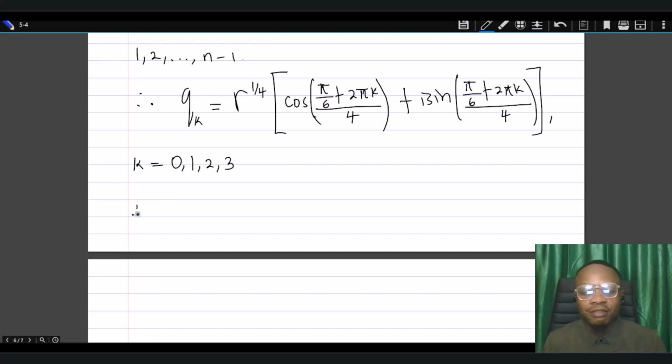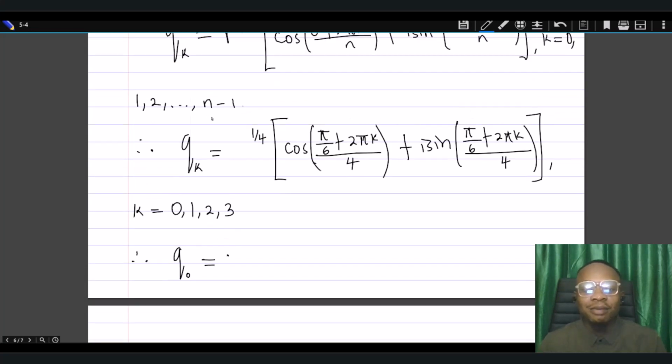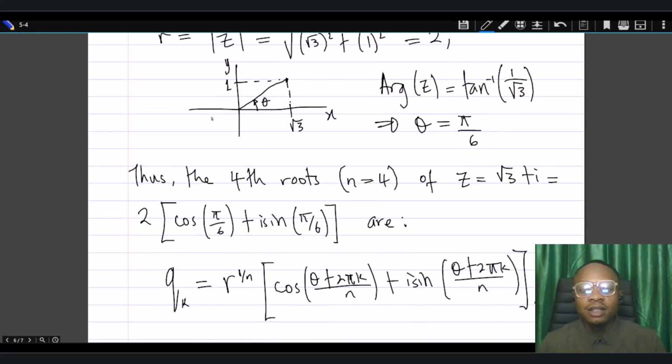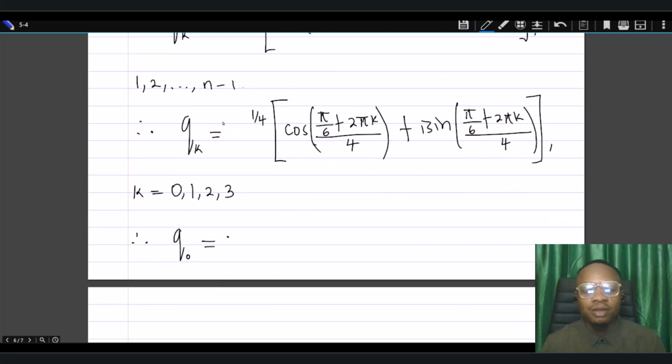So therefore the fourth roots will be given by k equal to 0. So this will be r, and we also substitute r here, please. We got r up there to be 2. The modulus of the complex number is 2, so we have to use that here. So this is 2 to the power of 1 over 4.